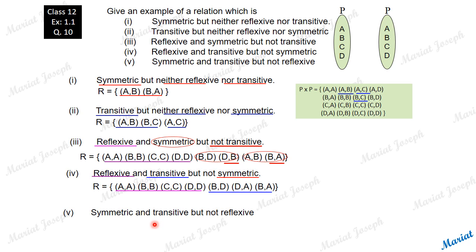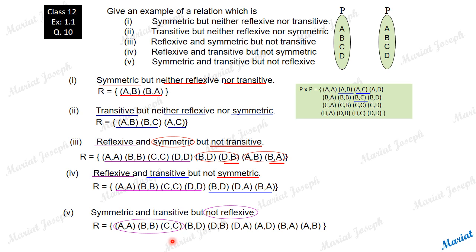Next, we want another example which is symmetric and transitive but not reflexive. Here we go. Not reflexive. I've kept AA, BB and CC. But I simply avoided one of them, that is DD is avoided. To maintain it not reflexive, you avoid one of them among those same pairs AA, BB, CC, DD. Among them DD is avoided.